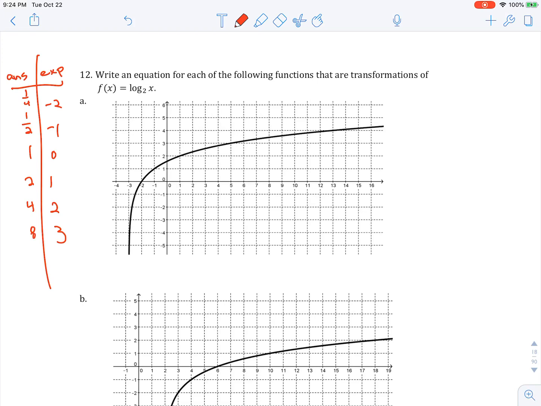Okay, so let's graph those points, and then we'll just see what happened. So I'm going to have a fourth over and 2 down. I'm going to have a half over and 1 down. 1, 0. 2, 1. 4, 2. And 8, 3. And remember, this is a fourth, so this down here would be an eighth, and it just keeps going down like this, right?